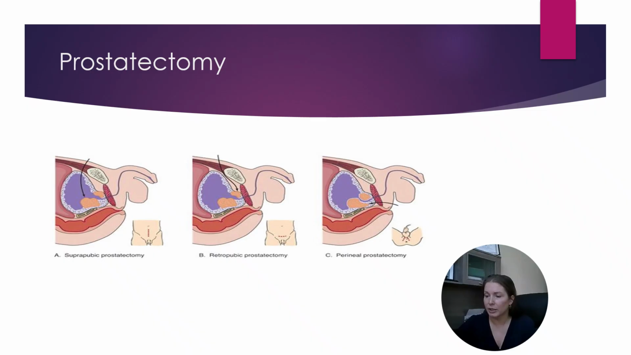Okay, so nursing considerations that we want for this surgery: catheter care. You're often going to have an indwelling catheter for several days, monitoring for bleeding, especially after the suprapubic approach. Pain management, preventing infections, and then monitoring urinary output and bladder spasms.